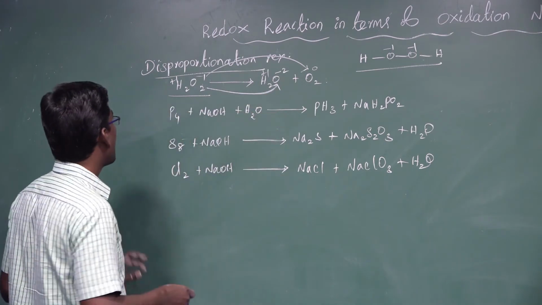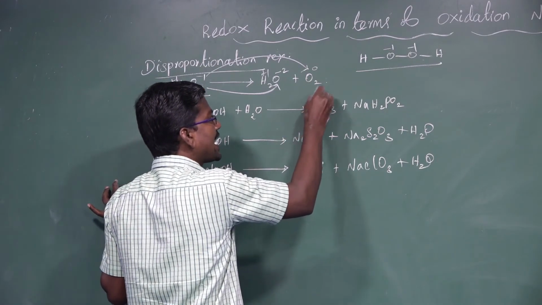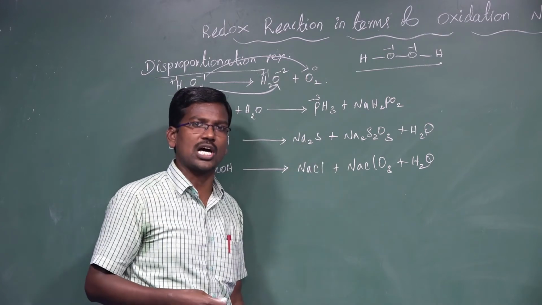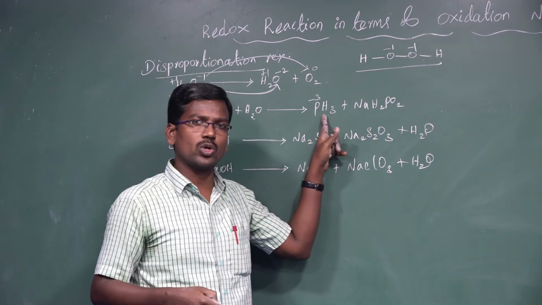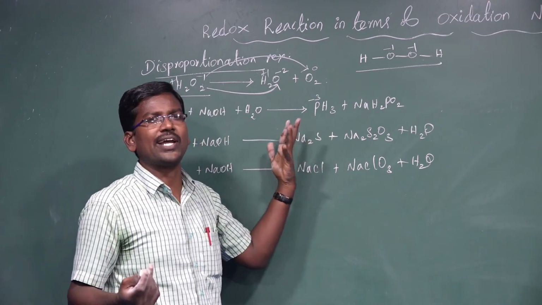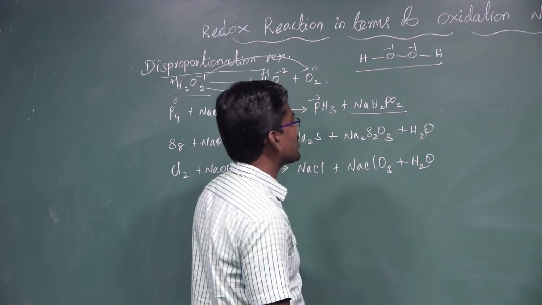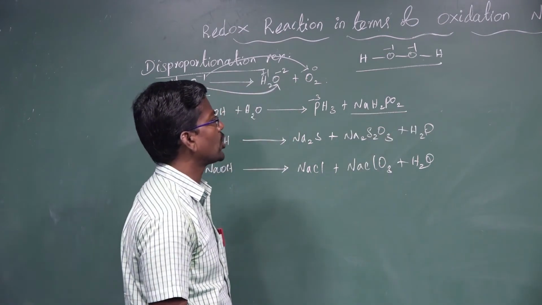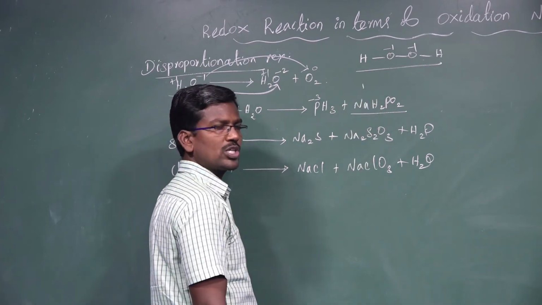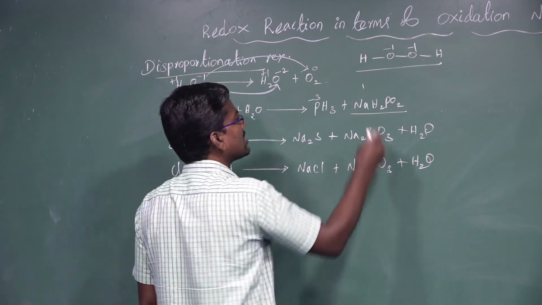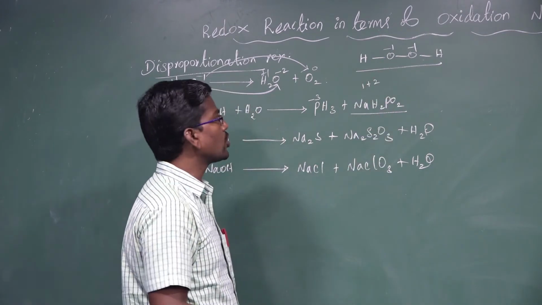Another one. Phosphorus has 0 oxidation state. Phosphine has -3 oxidation state because of hydrogen's plus 1 charge. How many hydrogens are there? 3 hydrogens, 3 into plus 1 equals 3. So phosphorus exhibits the -3 oxidation state. Next one, sodium hypophosphite NaH2PO2. How many sodium? 1 sodium. Each sodium exhibits the plus 1 charge. How many hydrogens? 2 hydrogens. Hydrogen also shows the plus 1 charge. 2 into 1 equals 2.